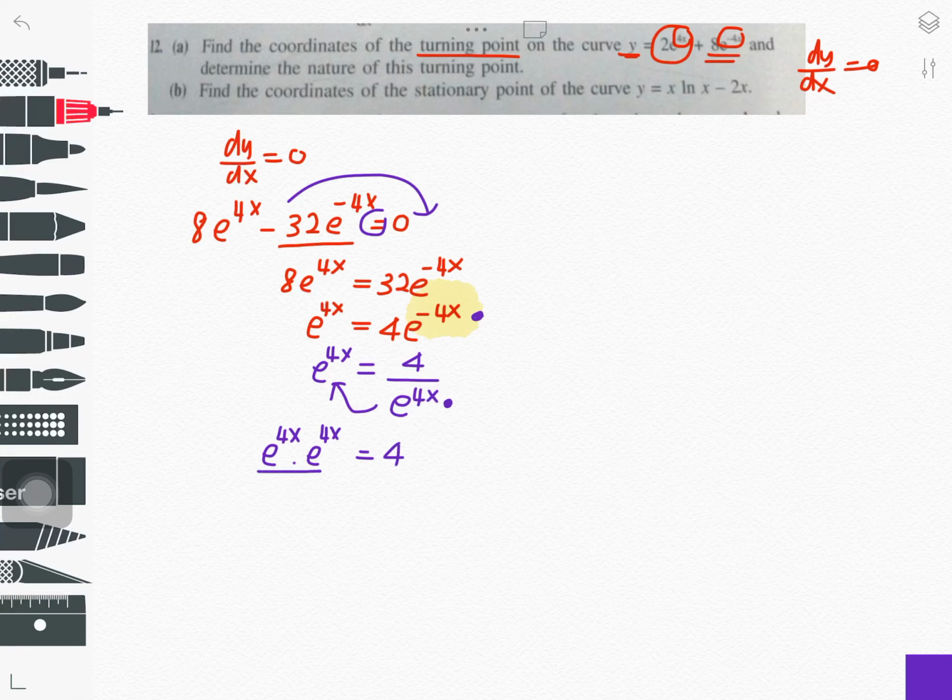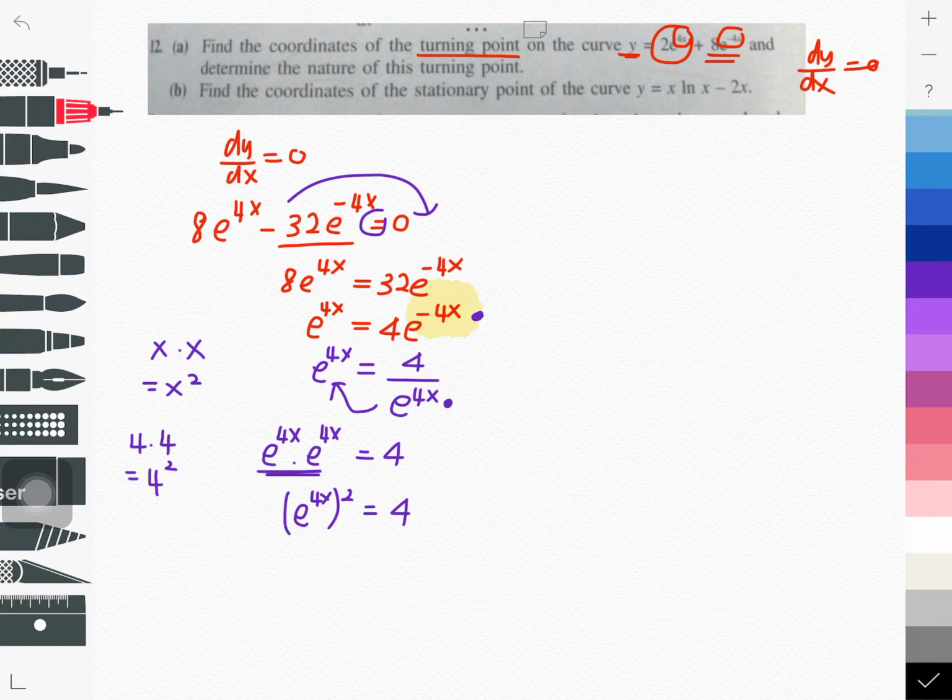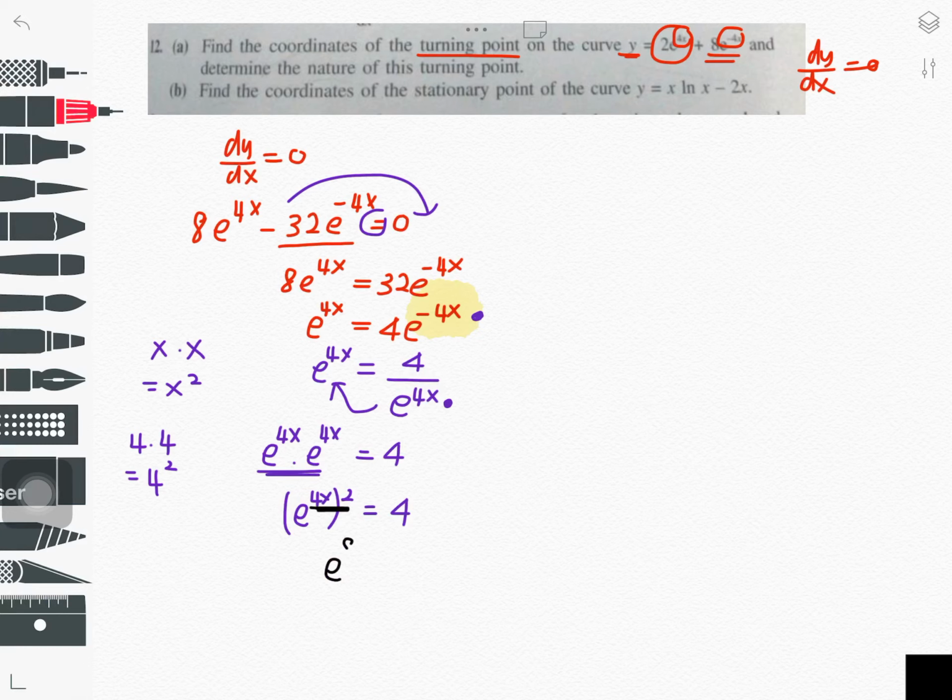So how do you do this part? What is e^(4x) times e^(4x)? It's e^(4x) squared. I know it's 16, but can you write it like that? Same concept. (e^(4x))^2 equal to 4. And how do you go about with this part here? Power, multiply. Remember, power, always multiply. So you get e^(8x) equals 4.